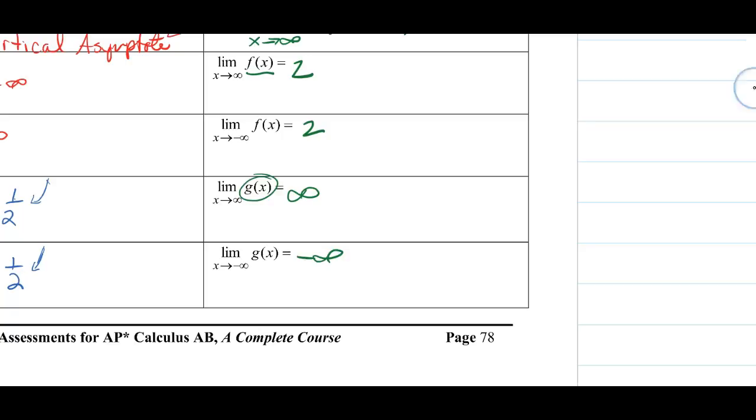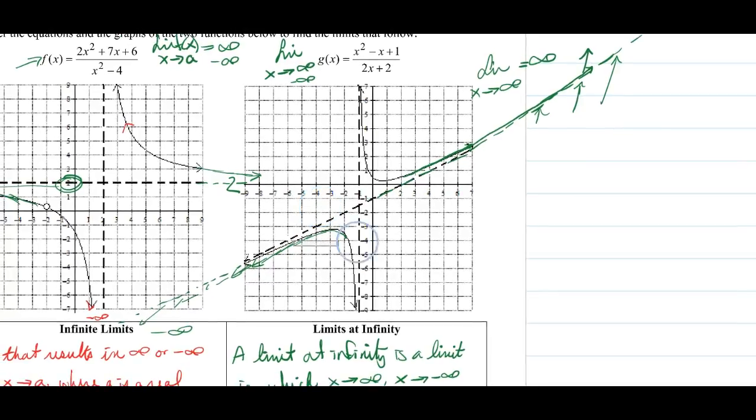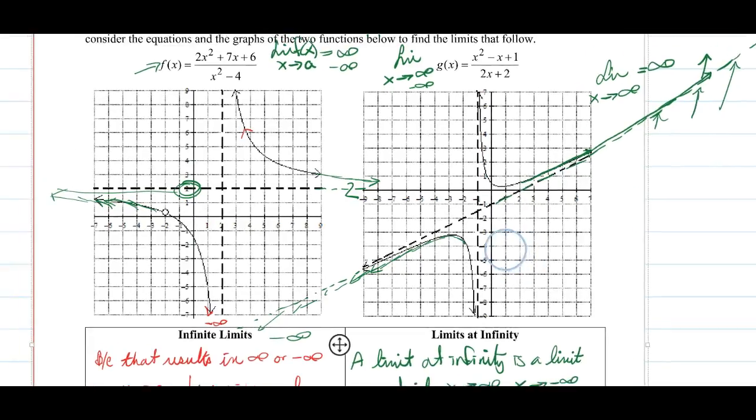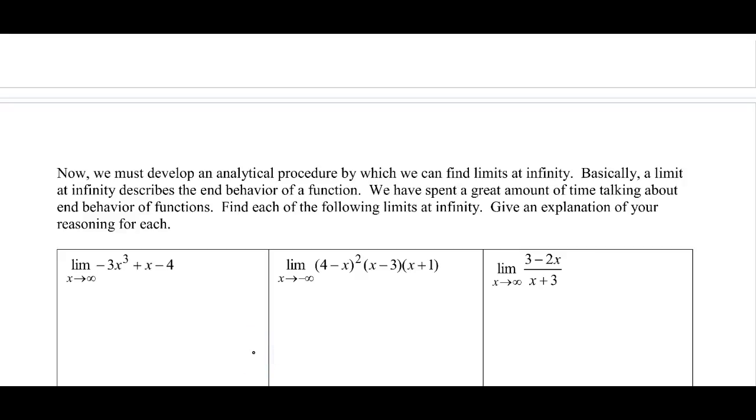All right, let's take a closer look. This is a graphical exploration of our limits to infinity, but let's see what this looks like analytically. As a little review, in pre-calculus, we talk about end behavior. And we found that end behavior was based on the lead term of a function, basically the highest power in the numerator over the highest power in the denominator.